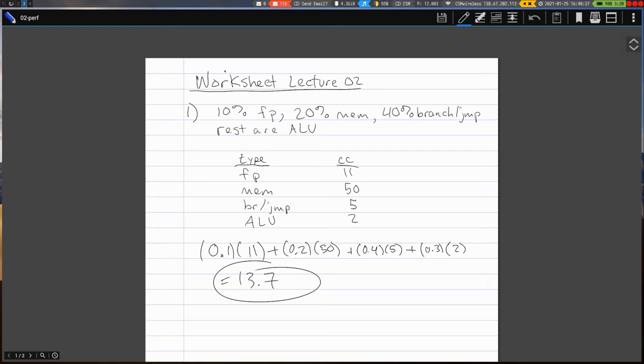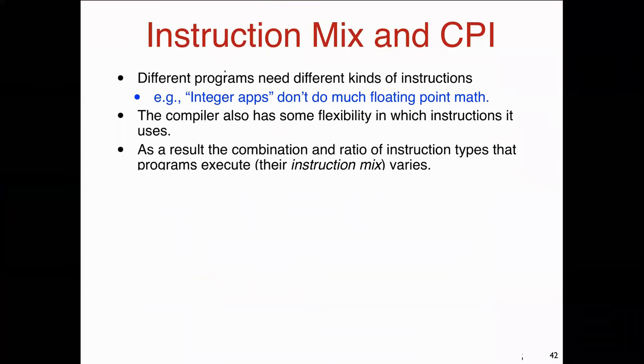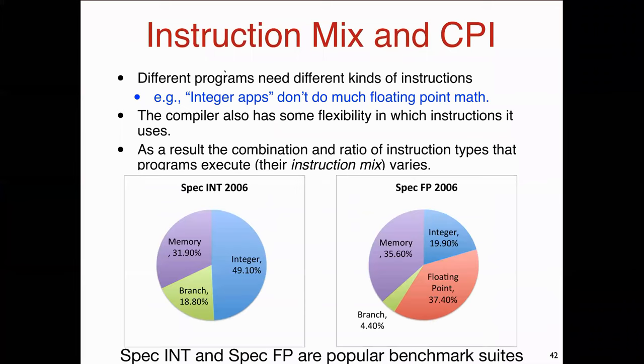So the last thing we discussed was how the instruction mix affects CPI. Different types of instructions have different latencies. Generally, integer instructions have much lower latency than a floating point operation, for example. And so different programs are going to have different mixes of these, which means that when we do our weighted averages, we're going to have to take that into account. For example, we have SPECint, which is an integer benchmark effectively, and SPECFP, which is a floating point benchmark. They're two different benchmarks for different purposes, but as you can see, there's a much different mix of instructions on each one of these.